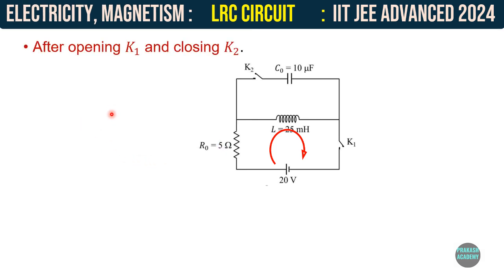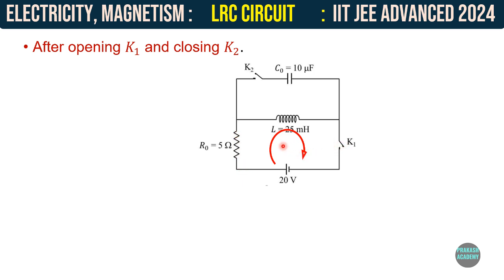Now the next part of the problem says after opening K1 and closing K2. This means now this has been opened but this has been closed. Initially in this circuit there was a current, and that current was I0, as I said in the previous slide. Once you open this, what will happen?